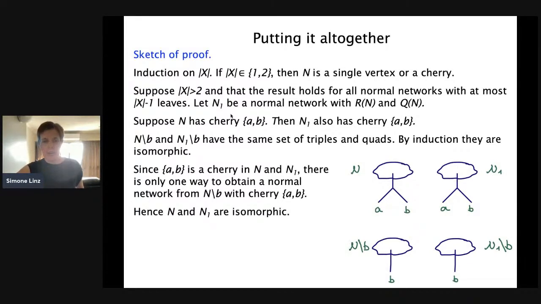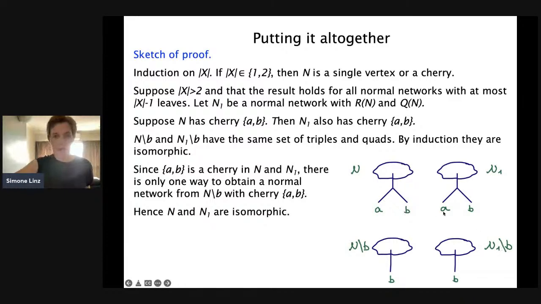And now we can obtain smaller networks, N minus B and N1 minus B, by reducing the cherry AB. So we start with N and N1. They both have cherry AB. We do not know anything about what's further up in the network, but we do know they both have cherry AB, and we reduce that cherry. I guess that's not consistent with my other slides. In this case, I've deleted A. So this should be N minus A and N1 minus A.